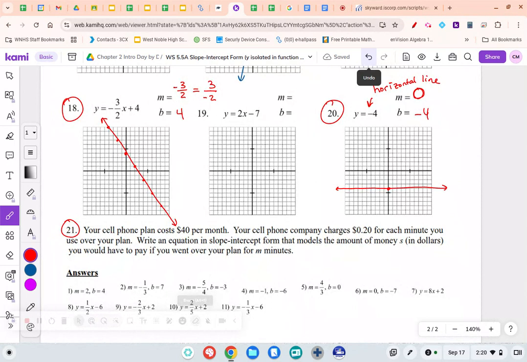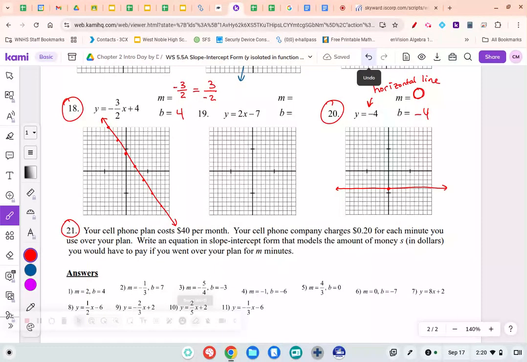Okay, lastly, you actually had some problems like this on your Delta a couple days ago. It says your cell phone plan costs $40 per month. Your cell phone company charges 20 cents for each minute you use over your plan. Write an equation in slope-intercept form that models the amount of money in S dollars you will have to pay if you went over your plan in M minutes.